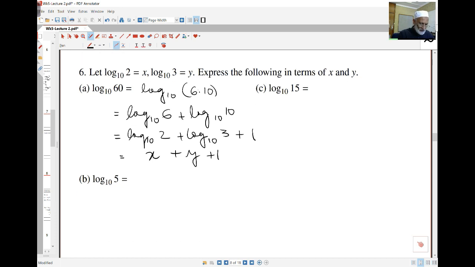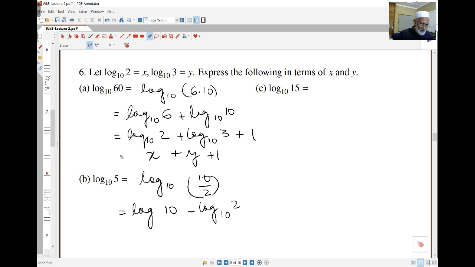B, log of 5 to the base 10. Well, that is the same as log to the base 10 of 10 over 2. So that's log of 10 minus log of 2, sorry, both to the base 10. This is log of 10 to the base 10 minus log of 2 to the base 10, and that's a 1, and that's my x.